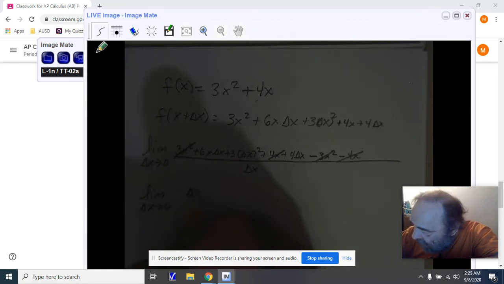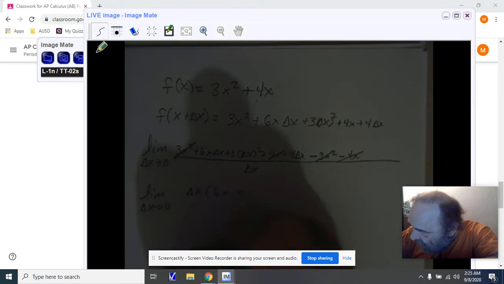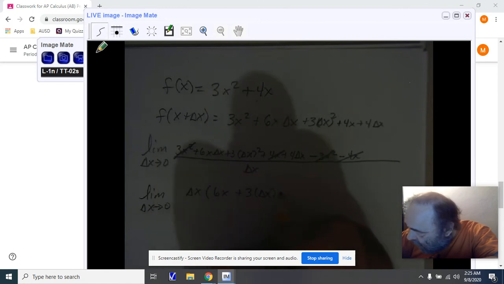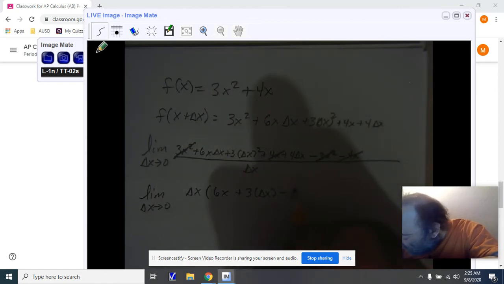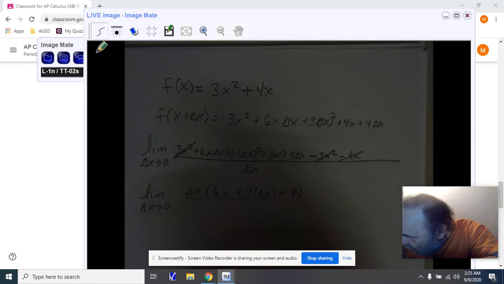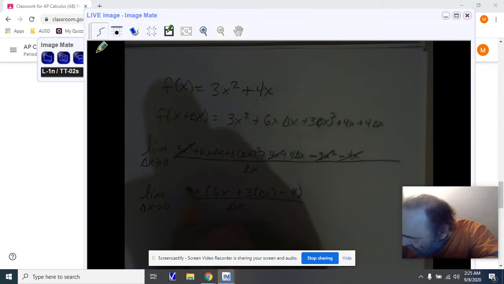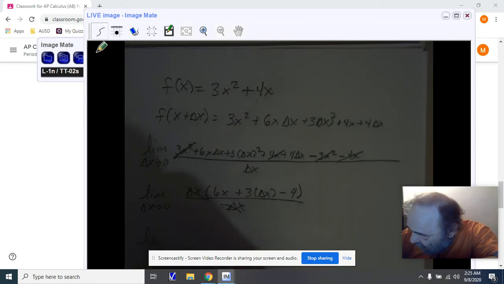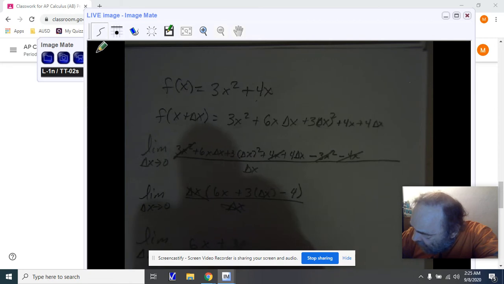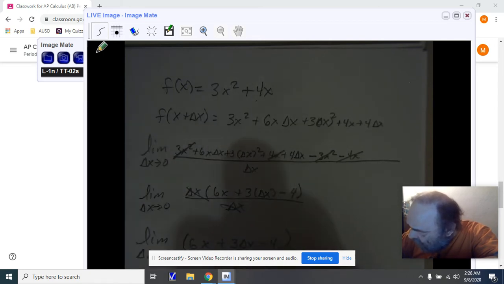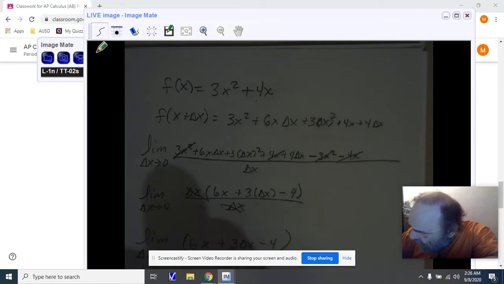So we have delta x factored out, leaving us with 6x plus 3 delta x plus 4 all over delta x. Delta x is reduced. The limit as delta x approaches 0 is now a basic limit. We can just plug in delta x equaling 0. When we do, 3 times 0 goes away, and we're left with 6x plus 4.